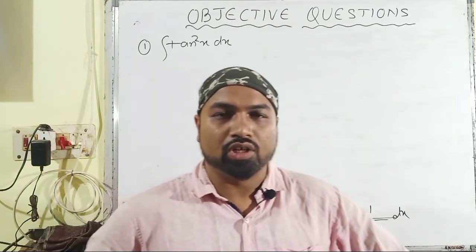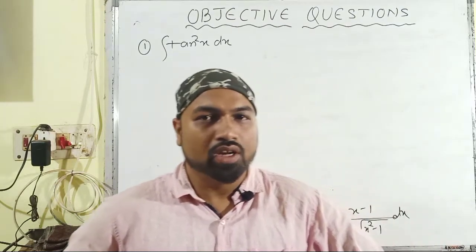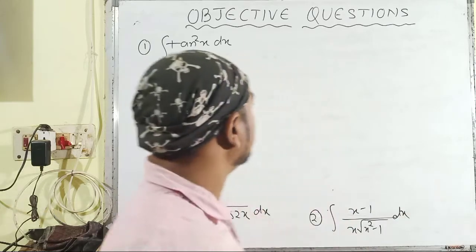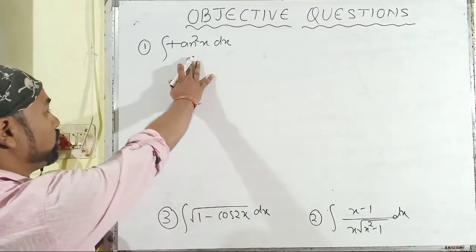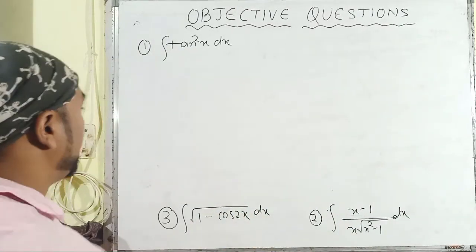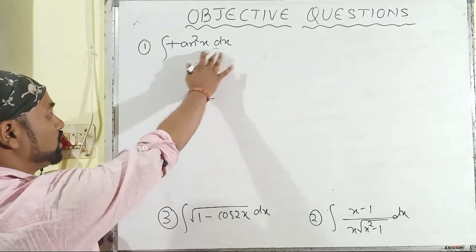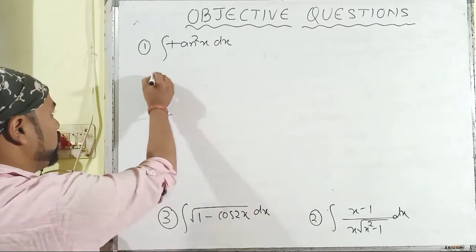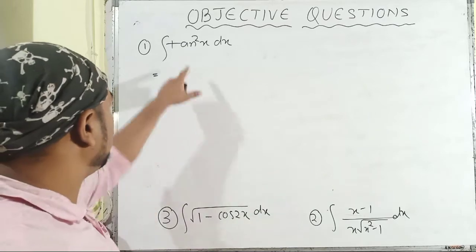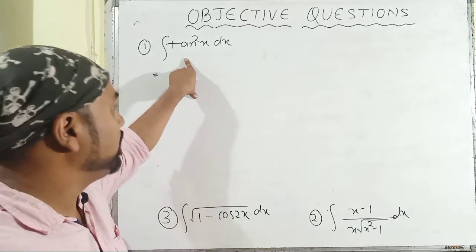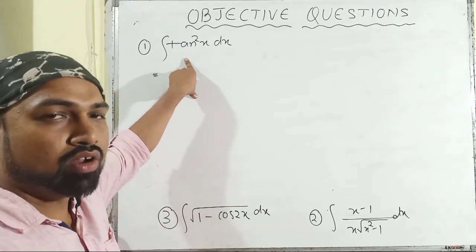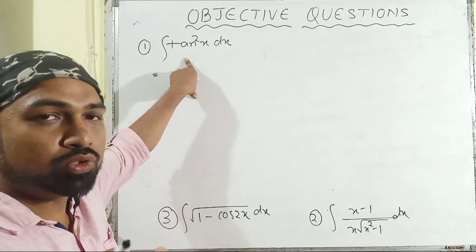In this particular session we are going to discuss the topic indefinite integrations. So here it is the first objective question based upon integration, and we have to integrate tan square x with respect to x. We have already described in the topic of indefinite integration that we cannot directly find the integral of tan square x with respect to x.